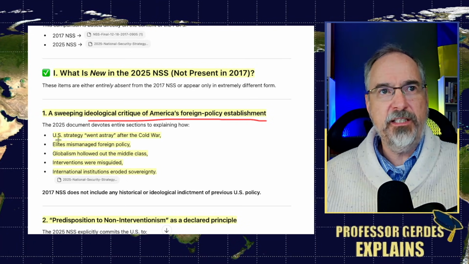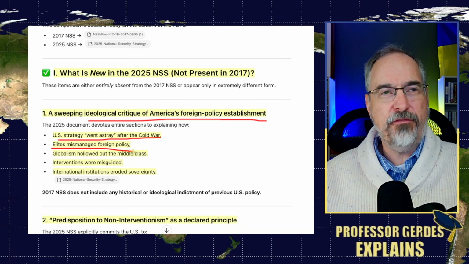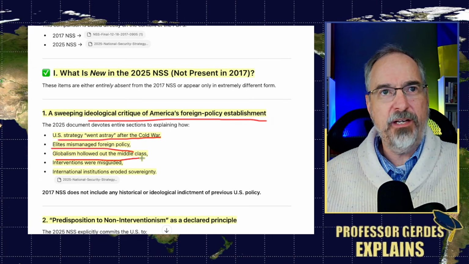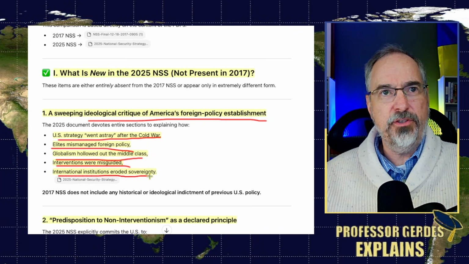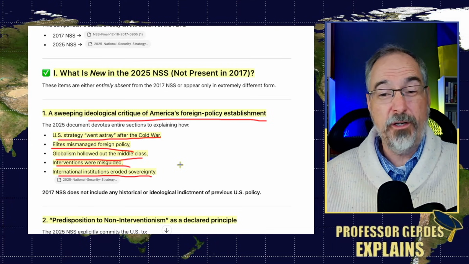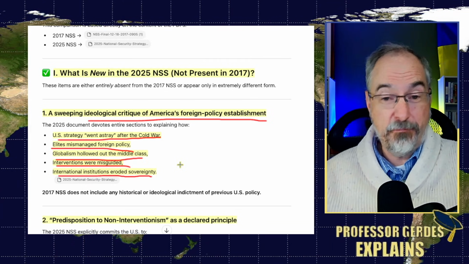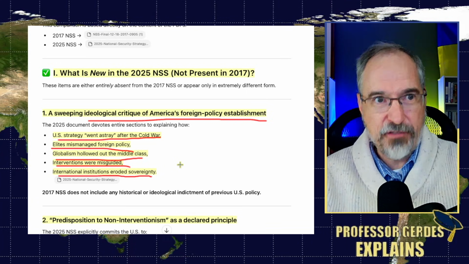U.S. strategy, they say, went astray after the Cold War. Elites mismanaged foreign policy. Globalism hollowed out the middle class. Interventions were misguided. International institutions eroded sovereignty. We don't want to play anything international anymore. So we're taking our ball and going home. And basically, that's it. They talked a lot about regions and a lot about our hemisphere.